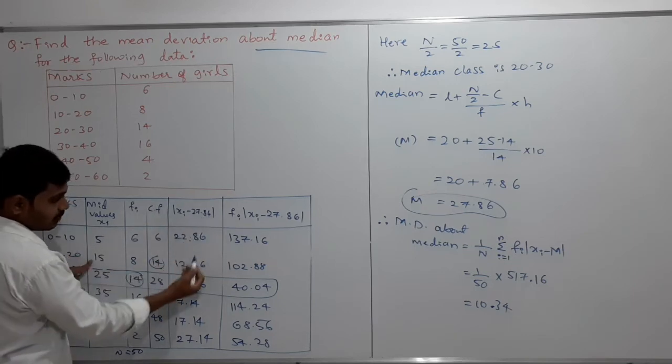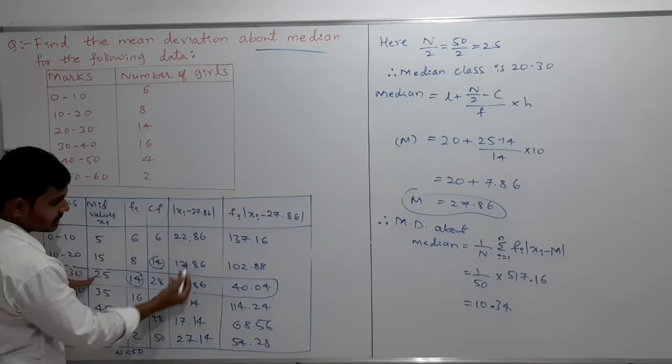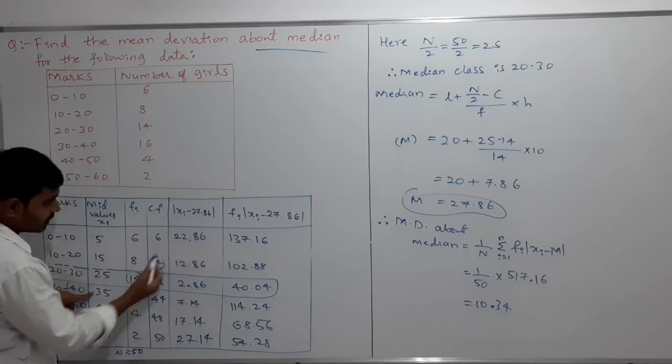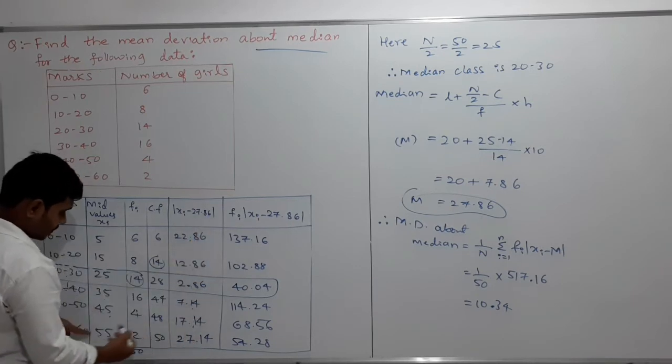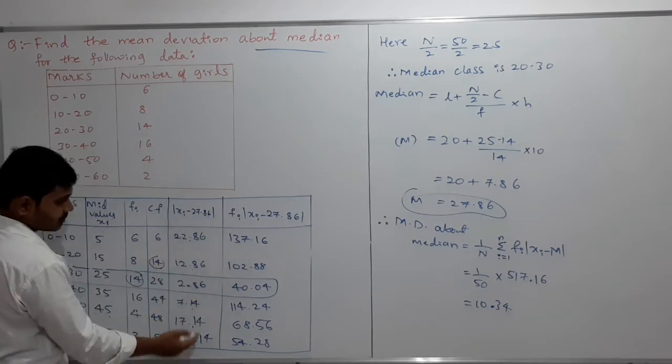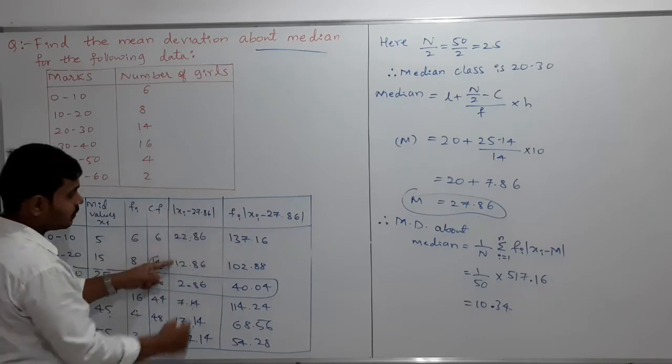So here it is, modulus of 5 minus 27.86, you will get this much. 15 minus 27.86, you will get this much. 25 minus 27.86, 35 minus 27.86, 45 minus 27.86, and 55 minus 27.86, you will get this much each. So this is all about the modulus of these values.